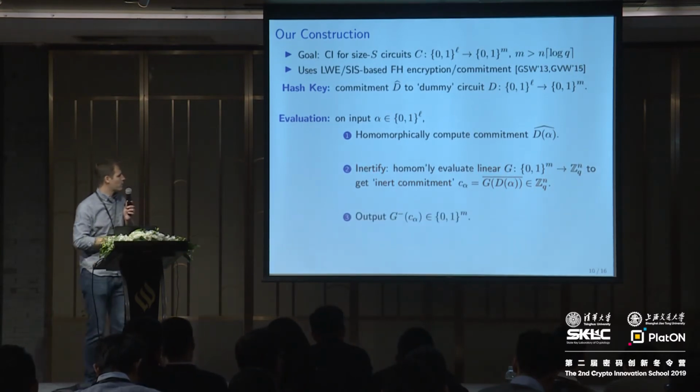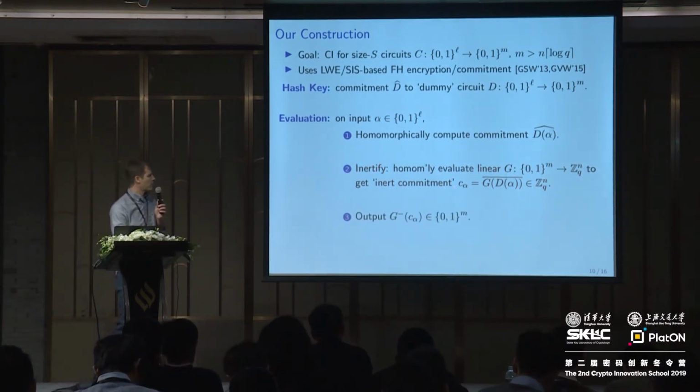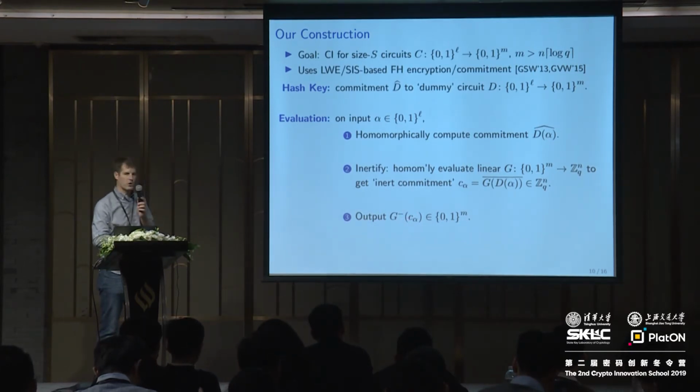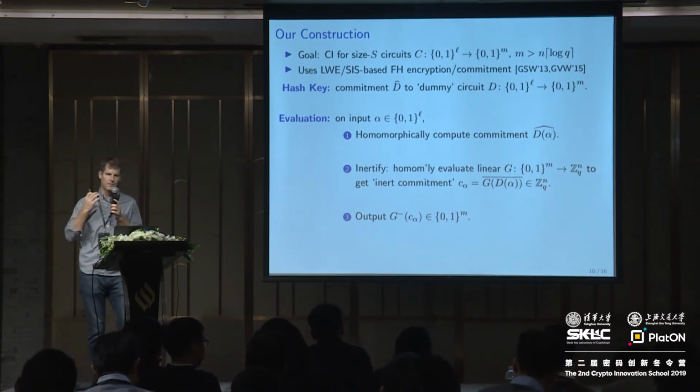Finally, after having produced this inert commitment, we are going to apply the G inverse function to it to get a bit string out. This is kind of not very interesting. We just take the Z_q^n inert commitment and turn it into a bit string.